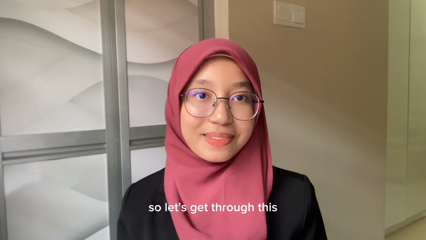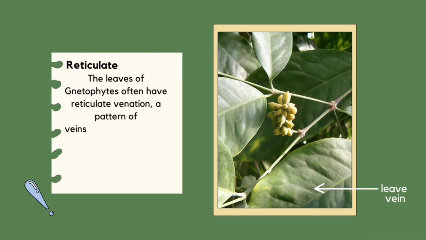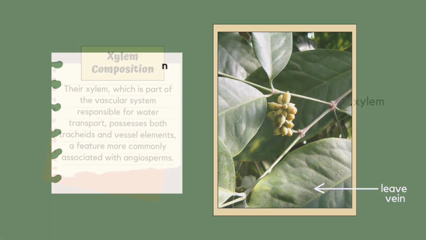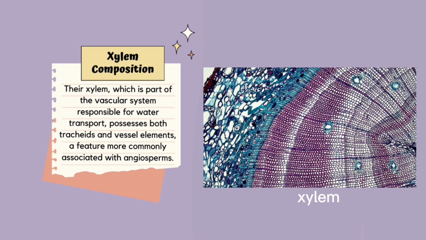So let's go through these. The first one is reticulate venation. The leaves of gnetophytes often have reticulate venation, a pattern of veins that resembles the veins seen in the leaves of dicot angiosperms, the broadleaf flowering plants. The next one is xylem composition. The xylem, which is part of the vascular system responsible for water transport, possesses both tracheids and vessel elements, a feature more commonly associated with angiosperms.